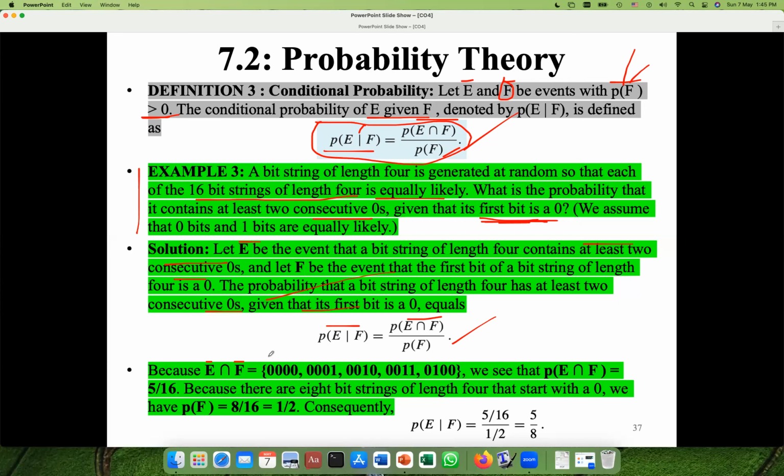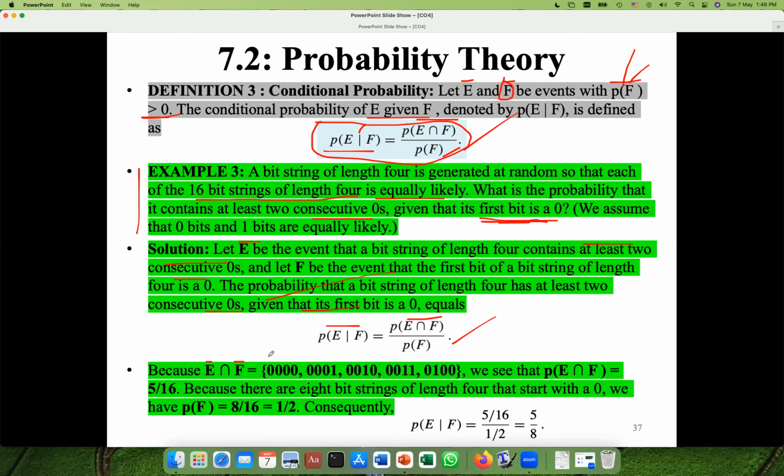So here, what is E? Two consecutive zeros. And what is F? Start with 0. So if both are there, I will consider. Two consecutive zeros, start with 0, consider. Two consecutive zeros, start with 0, consider. This one has no two zeros, no two zeros.